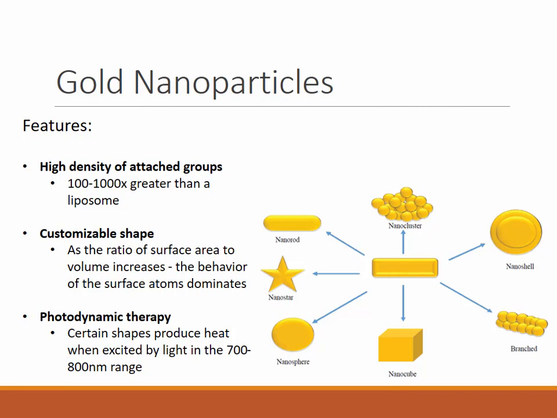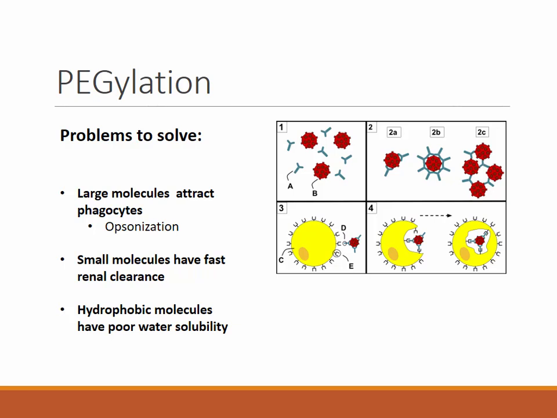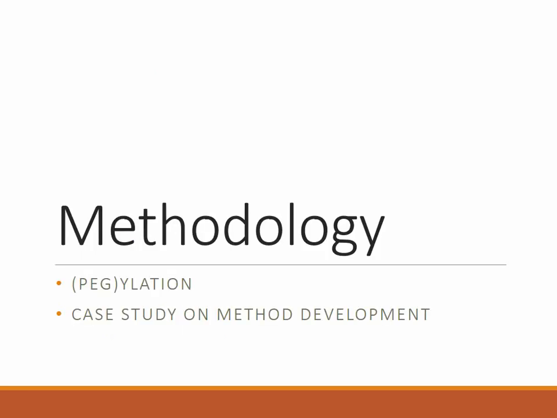Okay, next up, we got methodology. We're going to talk about a couple different ways that we can optimize and characterize different drug delivery vehicles. We're going to start with what I mentioned so many times before now, that polyethylene glycol. A word that they use to express attaching that is pegylation.